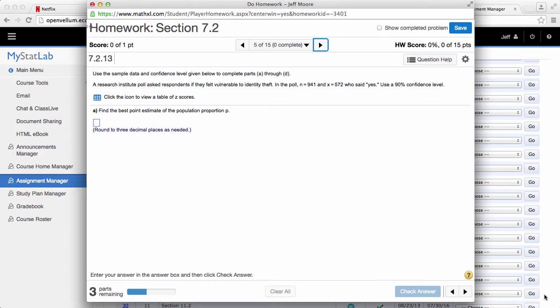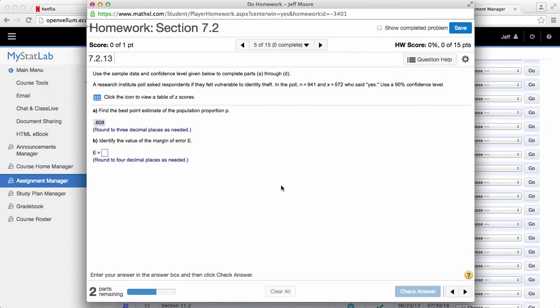Part A asks us to find the best point estimate of the population proportion. The point estimate would be found by dividing x by n, or in other words, the number of successes by the number of trials. So we will divide 572 by 941, and this will give us 0.608 if we round to 3 decimal places.